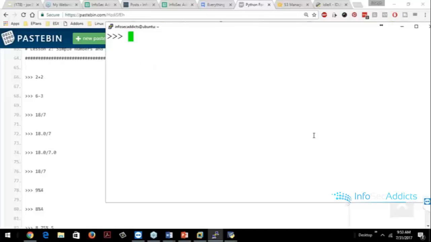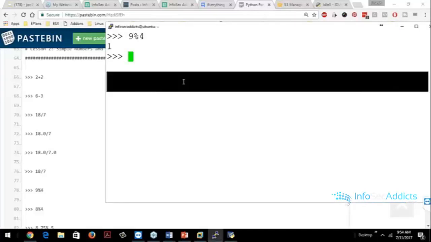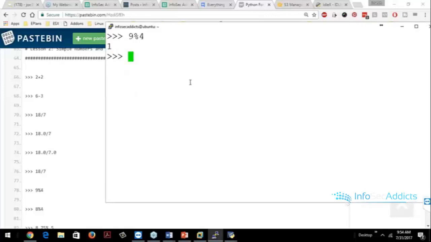Okay. Let's go 9 % 4. Let's try that. Okay, I did 9 % 4 and I came up with a 1. Anyone know what's up with that? Yeah, it's the remainder, right? The percent sign, we call that modulus. Okay? So if I do 8 % 4, there's no remainder.